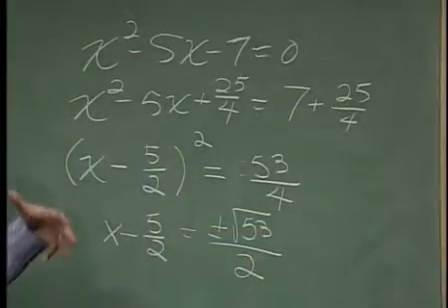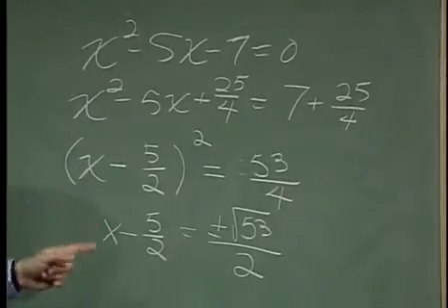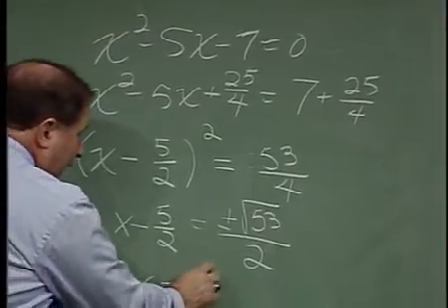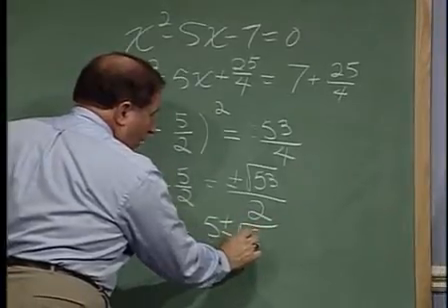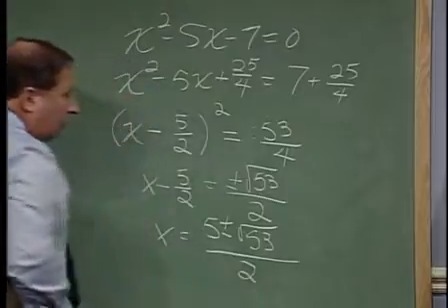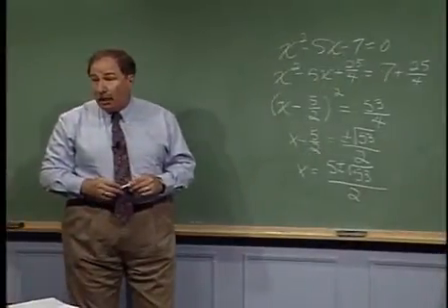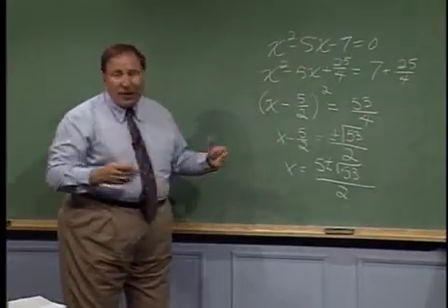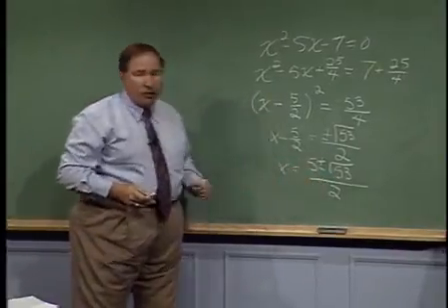And now I add 5 halves to both sides because I want to solve for x. And notice we have a common denominator, 2. So I'm going to simply write that as 5 plus or minus the square root of 53 all over 2. Now that's a typical looking answer for your quadratic problems. And again, what is the square root of 53? Well, it's a little more than 7. So we can figure out what this is approximately, which might be helpful.